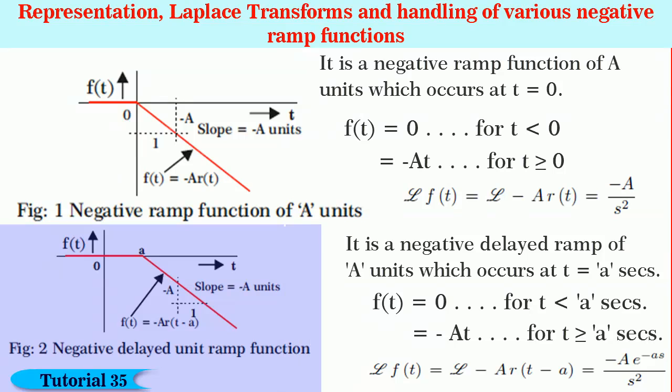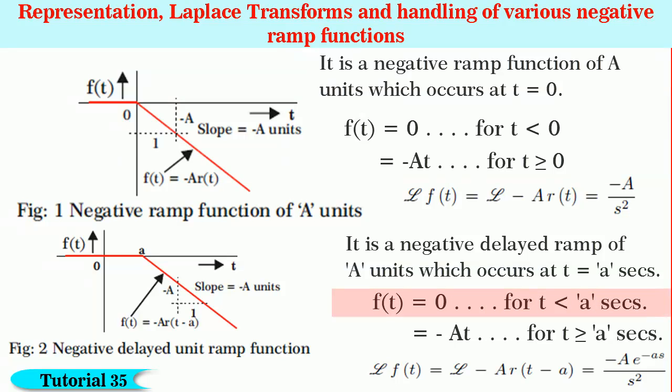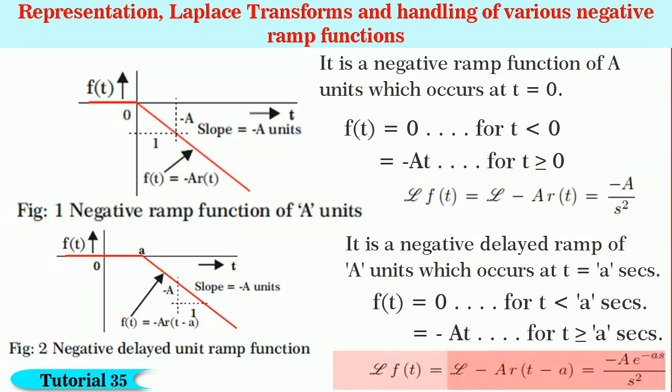Observe the ramp shown in figure 2. It is a negative delayed ramp of a units which occurs at t is equal to a seconds as it has a slope of minus a units. Its mathematical model is f of t is equal to 0 for t less than a seconds and is equal to minus at for t greater than or equal to a seconds. Therefore, its Laplace transform L of minus a r of t minus a is equal to minus a into e to the power of minus as by s square.